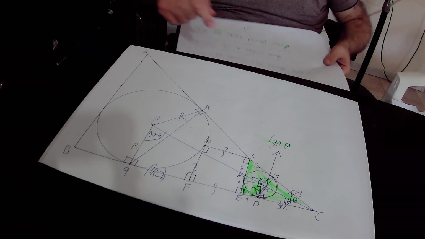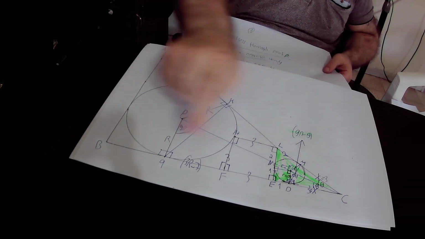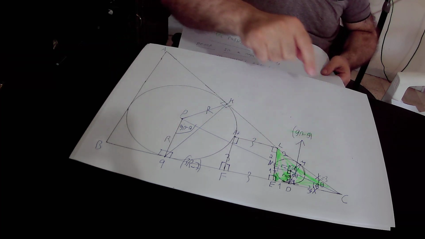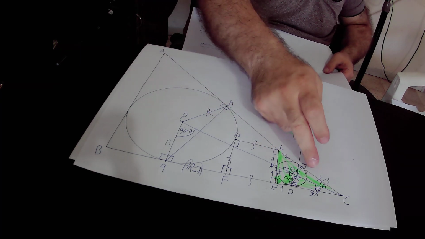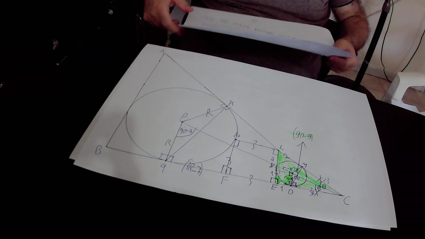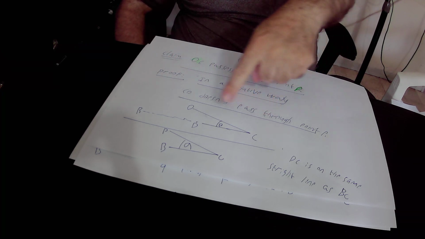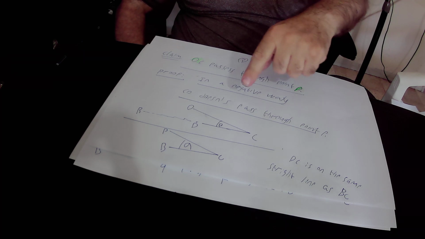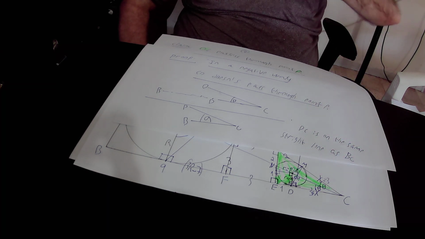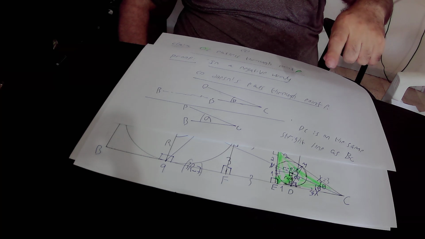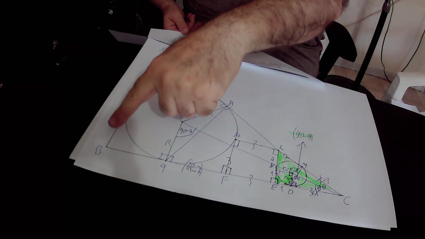And it is very easy to see that CD is part of BC. That is to say, BC and CD are located on the same straight line. And we know that angle DCO is equal to theta. The second angle that we have here is angle BCP.